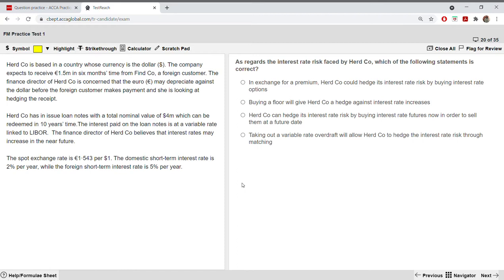Buying a floor will give HERD a hedge against interest rate increases. Buying a floor. You have to understand what is this floor, cap and collar. In the interest rate risk, there are so many things: options, futures, forward, everything. HERD can hedge its interest rate risk by buying interest rate futures now in order to sell them at a future date. So they are talking about futures, floors, options. Three hedging techniques already they have mentioned. The last one, taking out a variable rate overdraft will allow HERD to hedge the interest rate risk through matching. It's an internal hedging, matching.